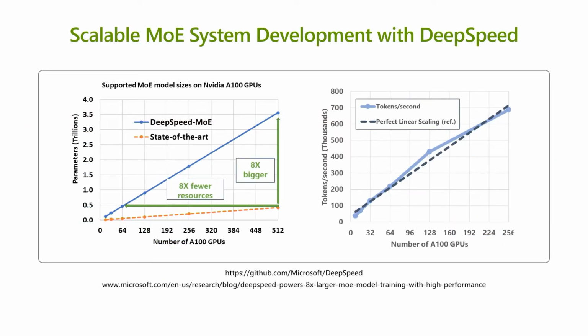So we worked together with the DeepSpeed team to make this MoE training more efficient. As a result, as you can see in the left-hand side figure, we could train an 8 times bigger model in the same number of GPUs, or the same size model with only 8 times fewer GPUs. On the right-hand side figure, we achieved almost linear scaling in terms of throughput when we increase the number of GPUs.